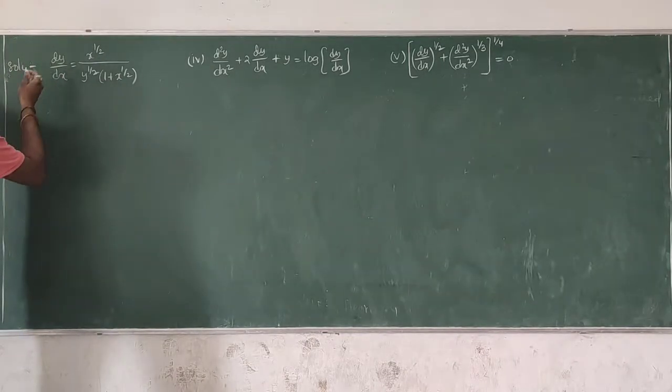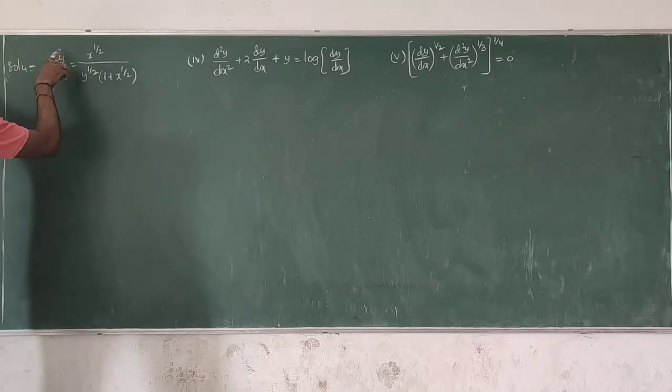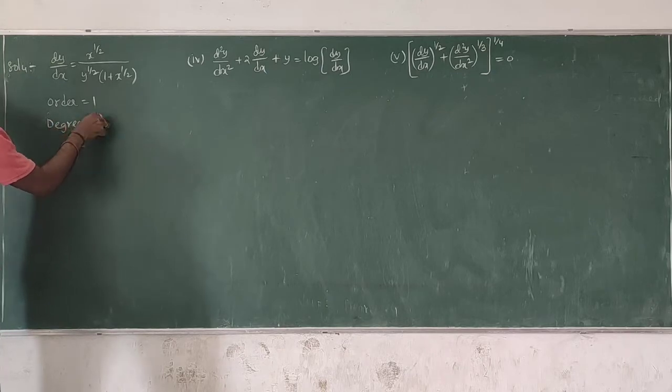Order of the differential equation is 1. Degree is the power of the derivative. dy by dx whole power 1. That's why the order is 1 only. Degree is also 1. Clear?